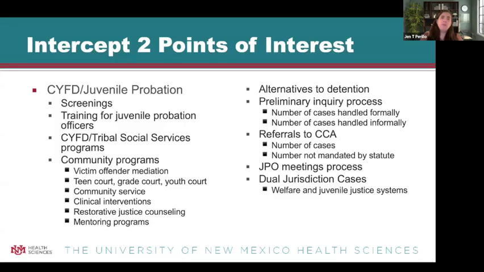As we mentioned before, youth can be screened at risk of harm for themselves, others, or for fleeing the jurisdiction and therefore detained. At this particular intercept, there would then be alternatives to detention that might exist within a community where youth can be sent as opposed to being placed into a detention facility. And we're also interested in how cases are being handled within a particular community, in terms of the number of cases being handled formally, informally, or being referred to the children's court attorney.